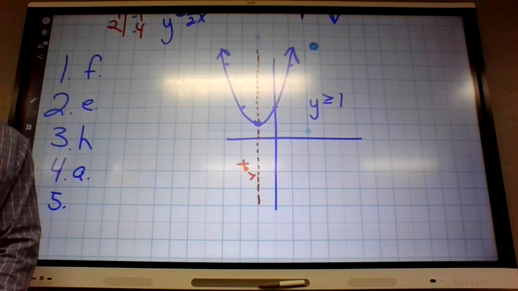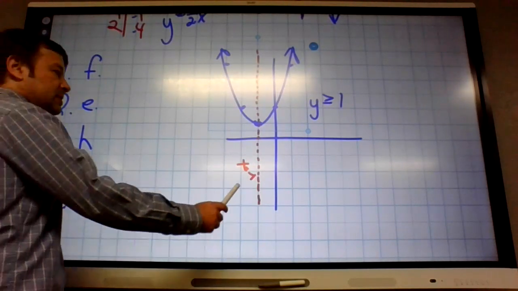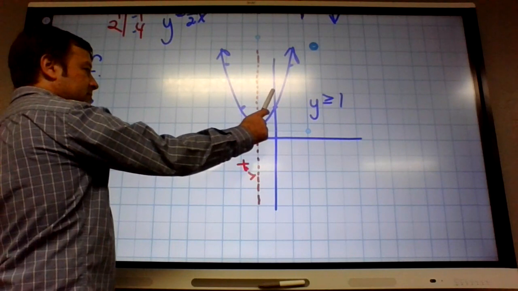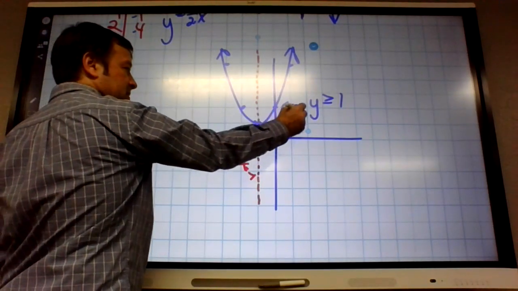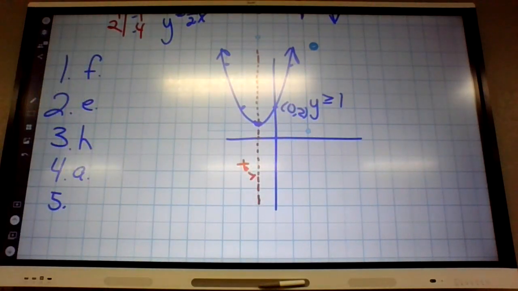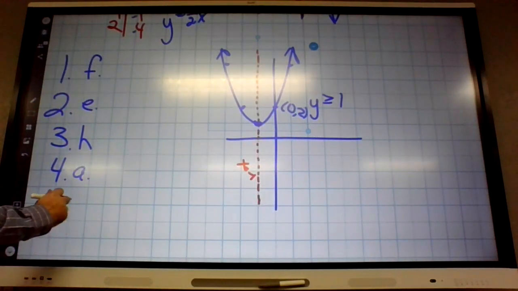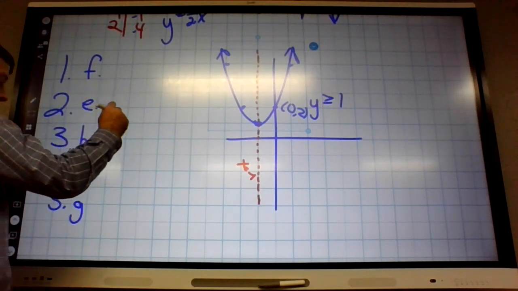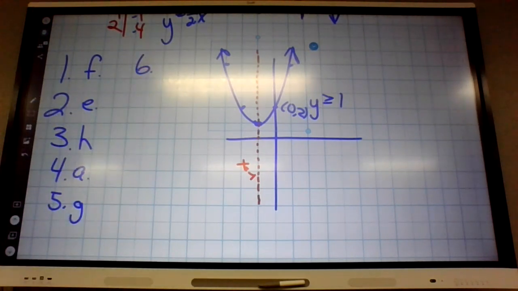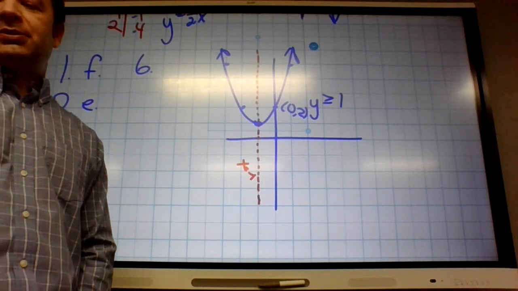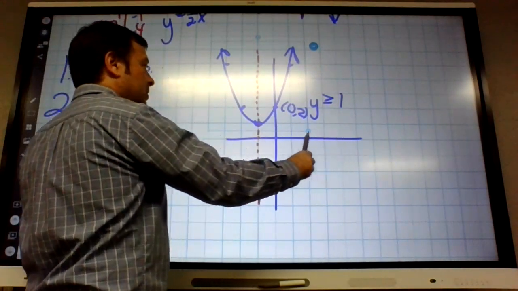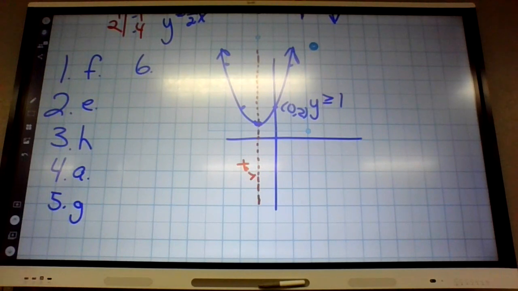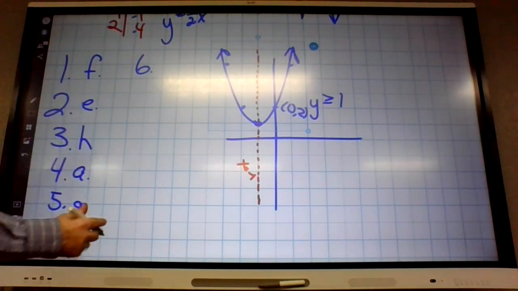Okay, where is it hitting the y-axis? 1, 2, 3, or more specifically, (0, 2). That's option G. Okay, number 6. What is the x-intercept? Where is it hitting the x-axis? Nowhere. So which option is that? I, it does not exist.